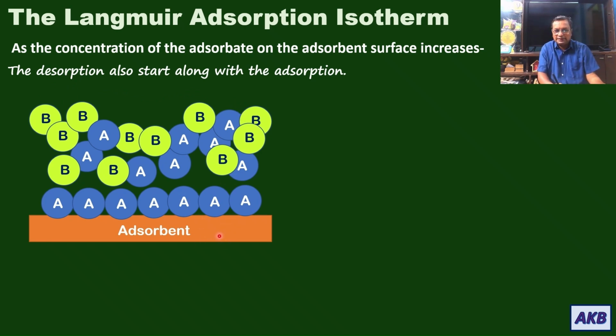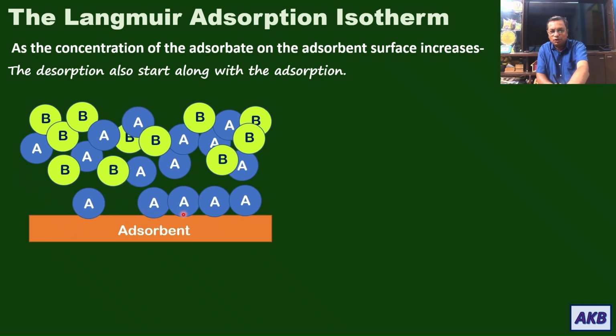Let us say that you have a monolayer of adsorbed molecules on the surface of the adsorbent, and now there is enough concentration of A on the surface of the adsorbent. Now the reverse process will start. Some of the A molecules will get desorbed.